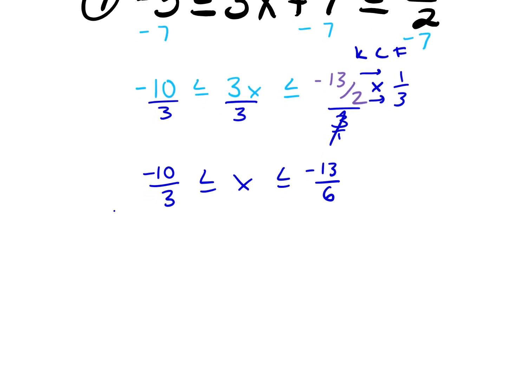Now our smaller number is on the left, which is what we want, so we can go ahead and put it on our number line. We have negative 10 over 3 and negative 13 over 6.